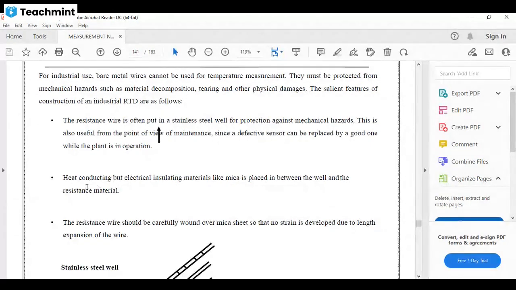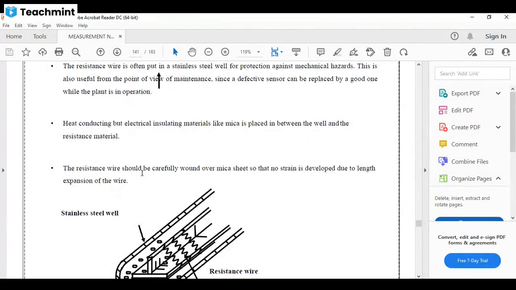Okay, and here a heat conducting but electrically insulating material like mica is placed between the oil and the resistance material, and the resistance wire should be carefully wound over the mica sheet so that no strain is developed due to the length expansion of the wire.